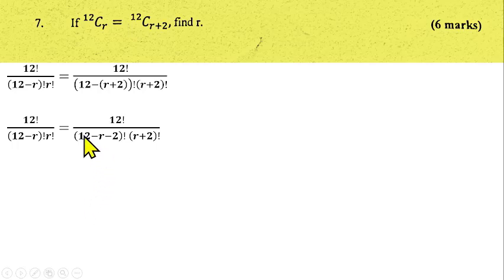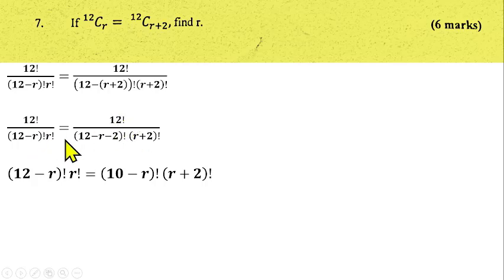Then from there, 12 minus 2 will give us 10 minus r factorial, then into r plus 2 factorial. But you have 12 factorial here, so this will cancel out this, because even if you cross multiply, this will multiply this will also multiply, so they'll cancel out both ends. So technically this will take care of this. So you have 12 minus r factorial equals 12 minus 2, which gives us 10, then minus r factorial into r plus 2 factorial. Then from there, what can we do?